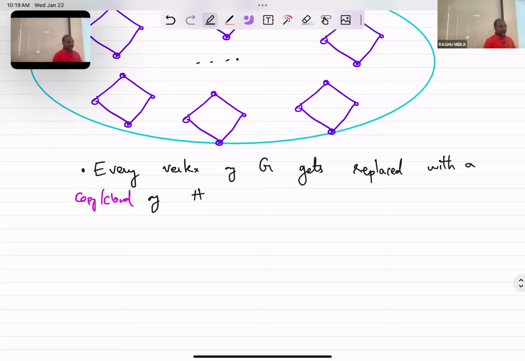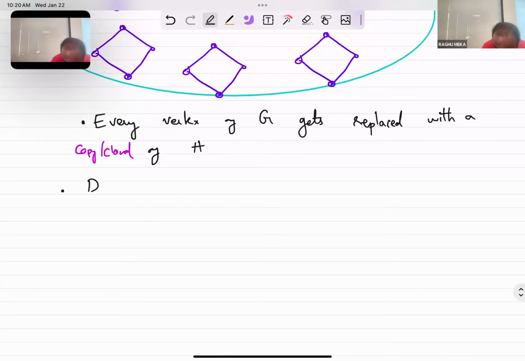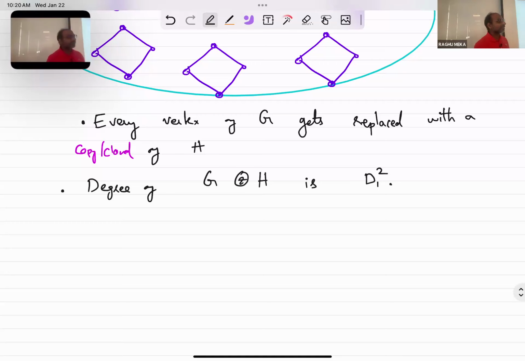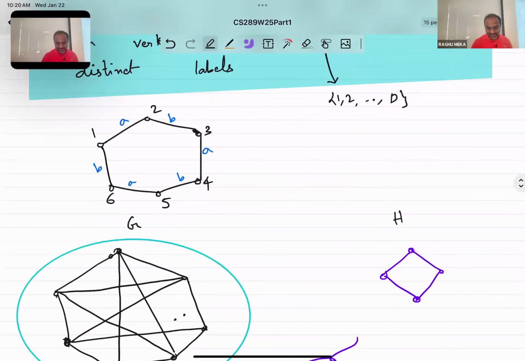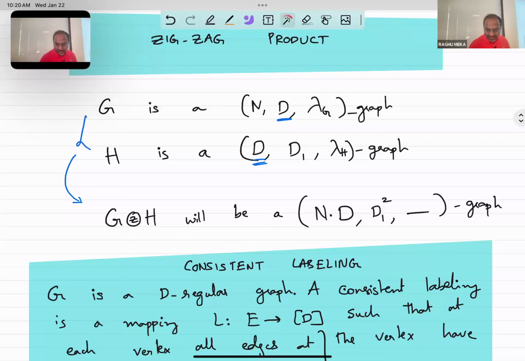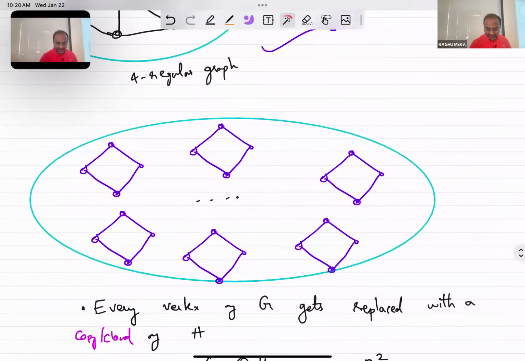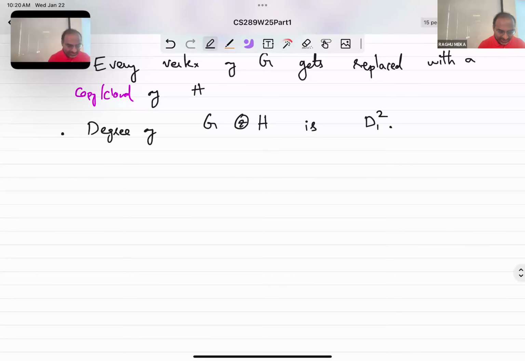Okay. So now what is the degree going to be? I said the degree of GZH is D1 squared, right? So this was at the beginning. I said it's going to be a graph where the degree is the square of the second graph's degree. And we'll think of D1 squared as basically a pair of numbers, one from 1 through D1 and the other from 1 through D1. It's like two labels for edges in H.